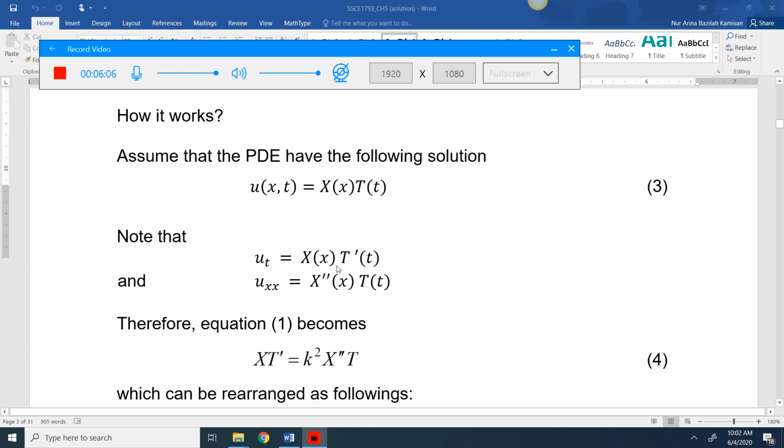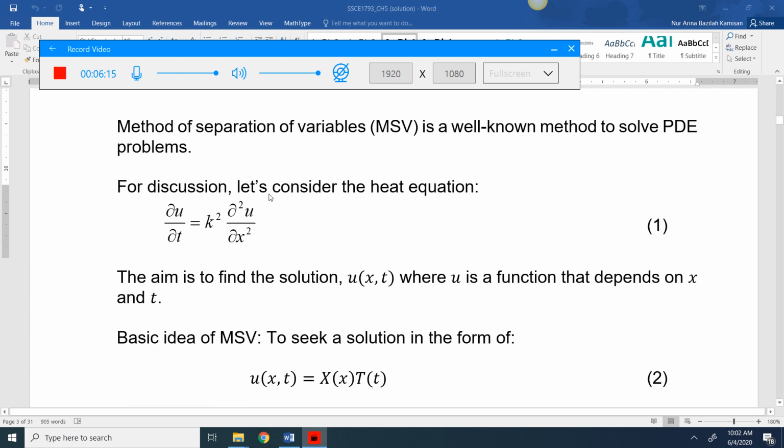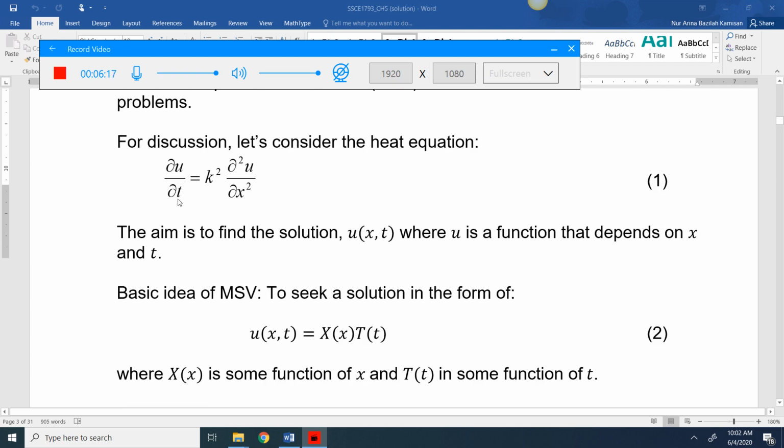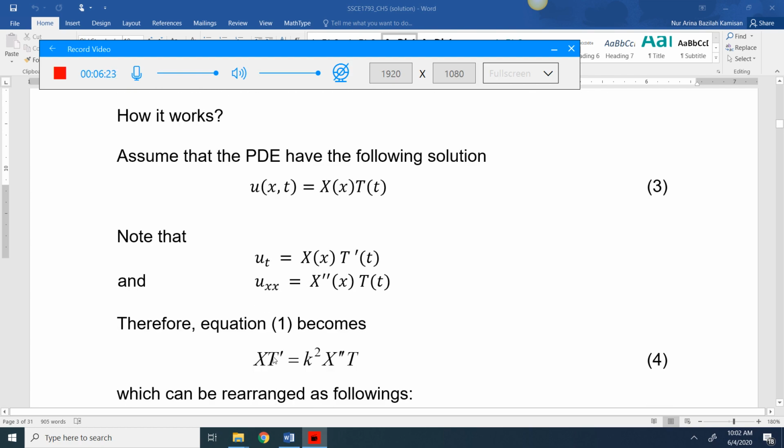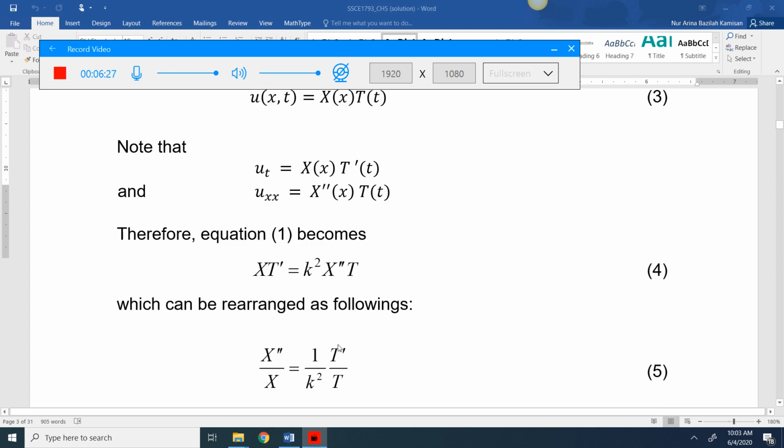So from this equation here, we will substitute into the heat equation here. Just substitute the form X(x)T(t) from just now. So it becomes X T' equal to k² X'' T. Then we rearrange this equation into this form.